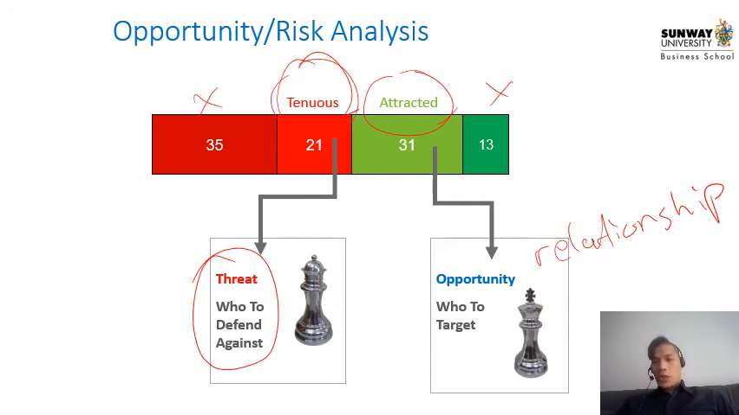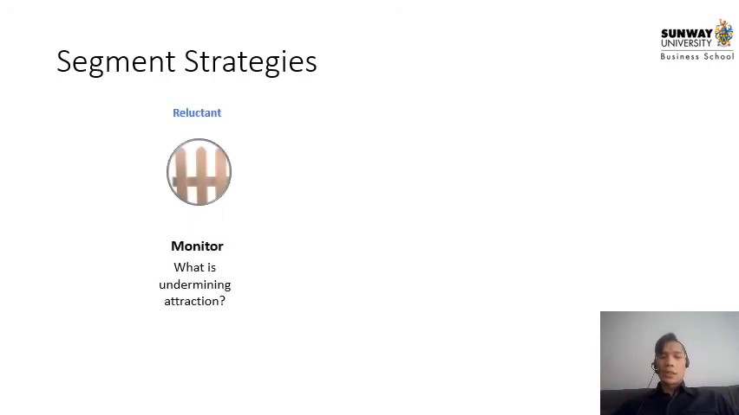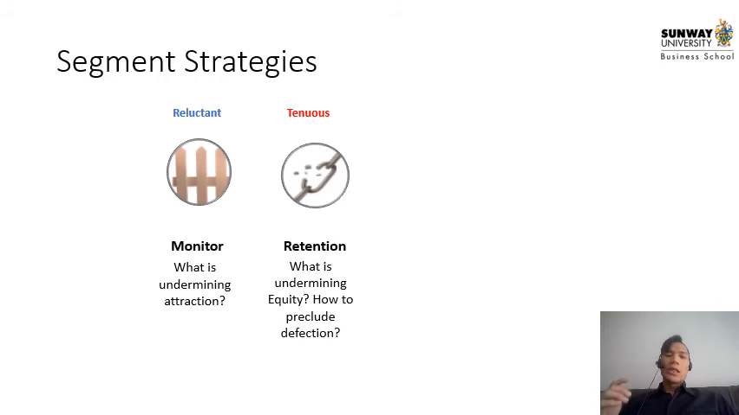Next, what I want to show you are some of the segment strategies for those four segments, okay? So if you're looking at the reluctant, okay, ask them questions like, why are they reluctant? What is undermining their attraction? For those who are tenuous, that means those people who are about to leave us, our strategy should be about retention. What is undermining equity? That means what is in their minds that makes their perception of us very, very low. So how do we preclude the defection? That means how do we stop them from leaving our brand?